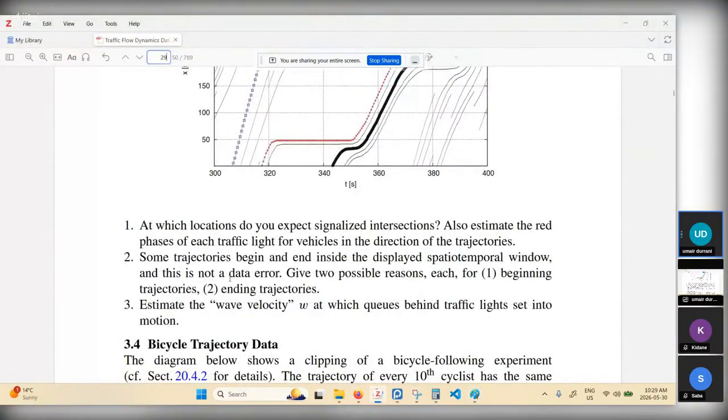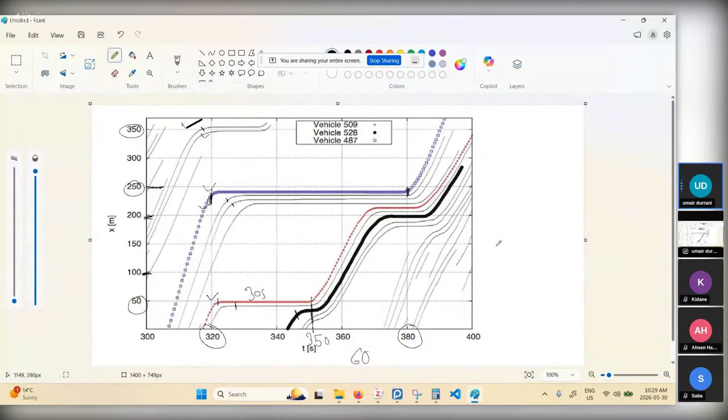Okay, so question number 2 is: some trajectories begin and end inside the displayed spatiotemporal window, and this is not a data error. Give 2 possible reasons each for beginning trajectories and ending trajectories. All right, so let's get rid of these existing annotations first.